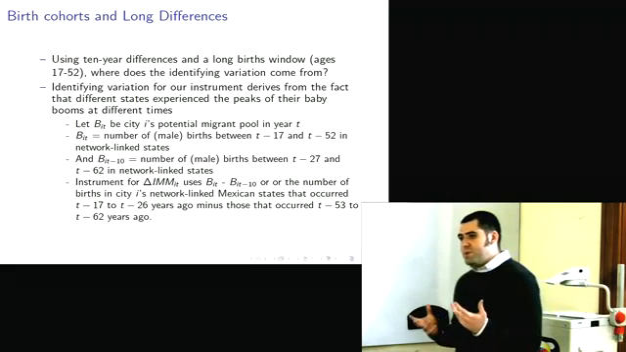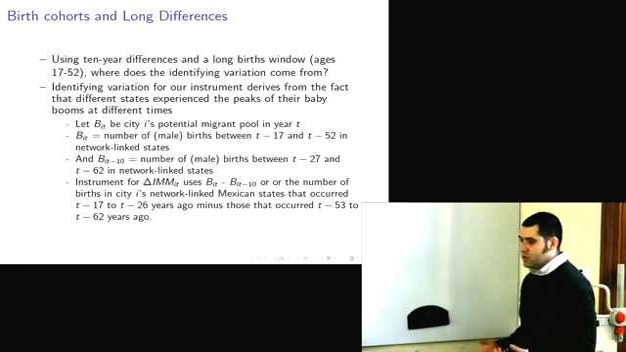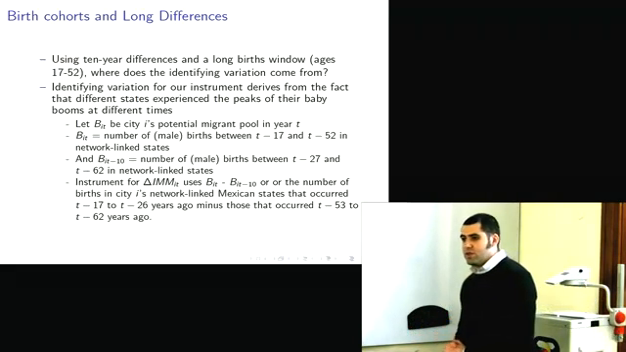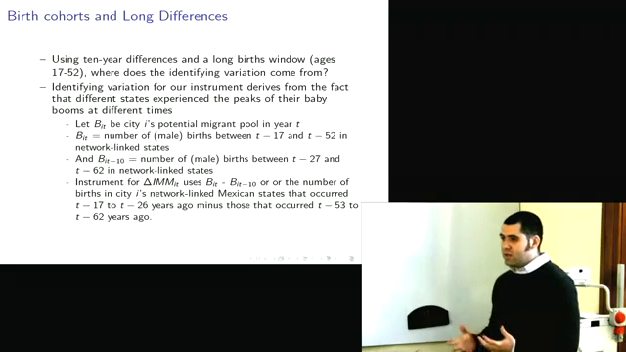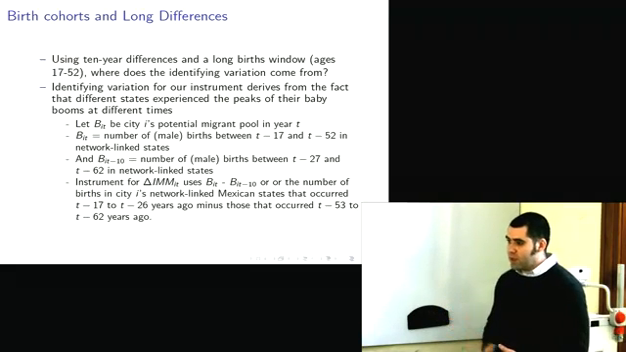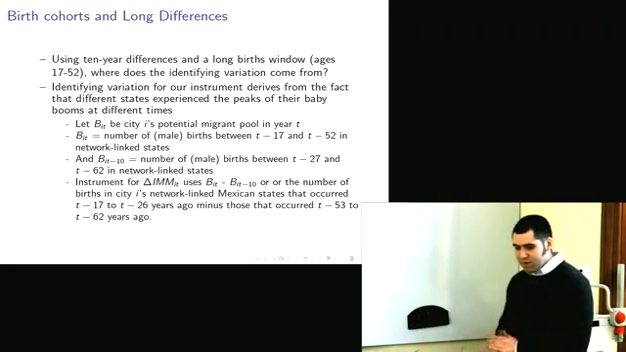So if you let B be each city's potential migrant pool in year T. In Los Angeles, there might be 3 million potential Mexican migrants from network-linked Mexican states who could move to Los Angeles. We're only going to look at male migration. So we're going to think of this as the number of male births between 17 and 52 years ago. And this is in keeping with how I'll set up the instrument.